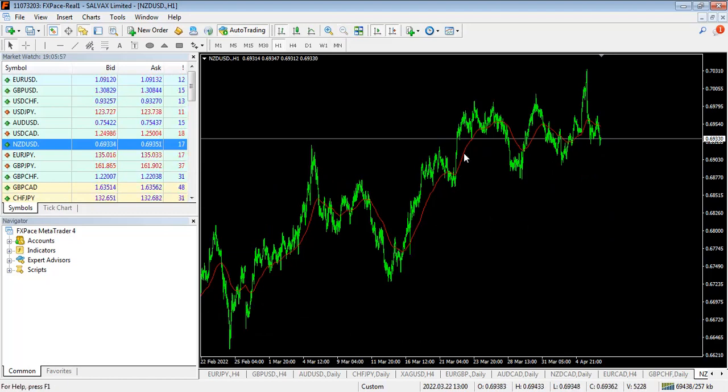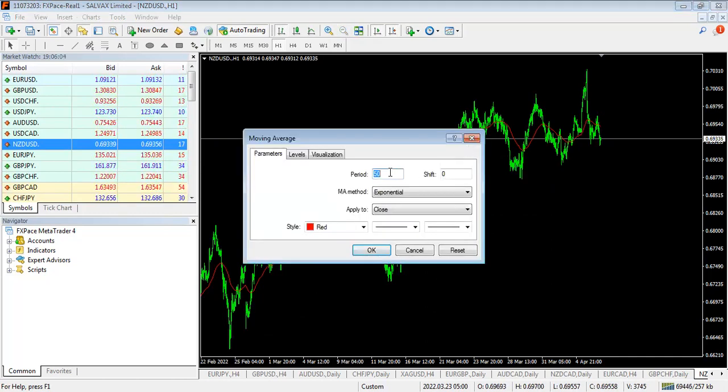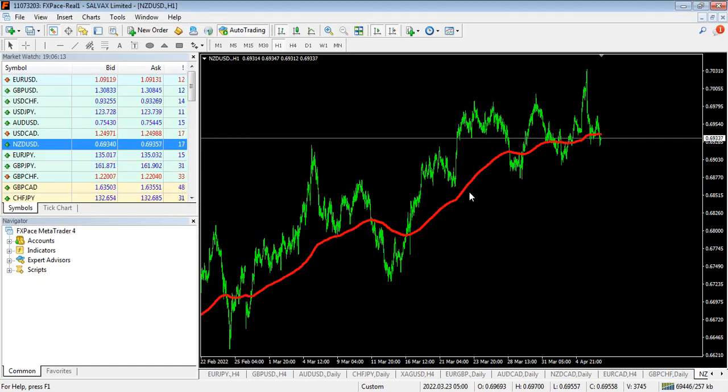So we can modify. If I point on it, 50, I can double click on it to modify. So I can modify this to 200. I can change the thickness. Is anything here? Okay, sticker.